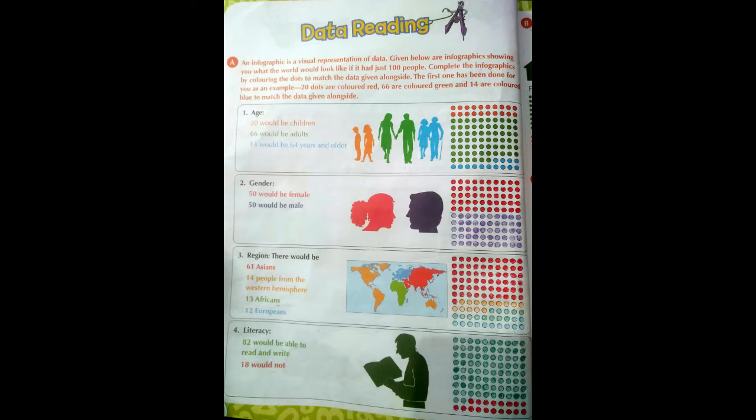Okay, come to the next page, number 17. Page number 17, B part. Count the dots in the infographics given below and then fill in the numbers according to the matching color code to complete the data given alongside. One has been done for you. The first one, food and shelter, nutrition. The second one, then water.